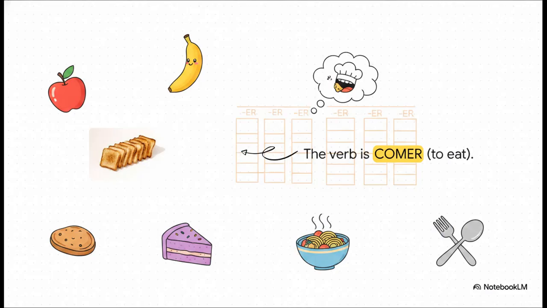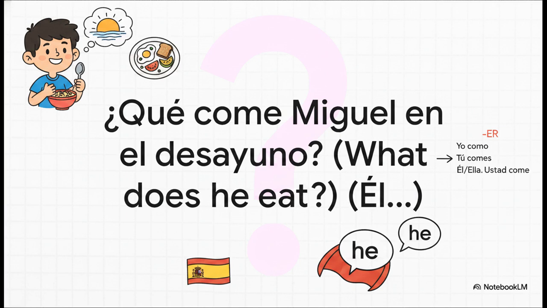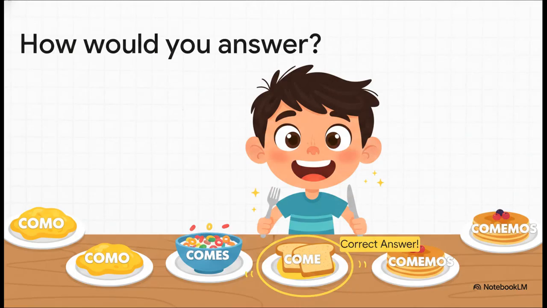Let's do one more. Our verb is one we know very well by now, comer, to eat. So the question is about Miguel from Coco. What does he eat for breakfast? Once again, we're looking for the él form of an ER verb. You know this one. So what's the answer? If you picked come, you are absolutely right. Just like with correr, the he form gets that simple E ending. Miguel come pan tostado. See? You're totally getting the hang of this.